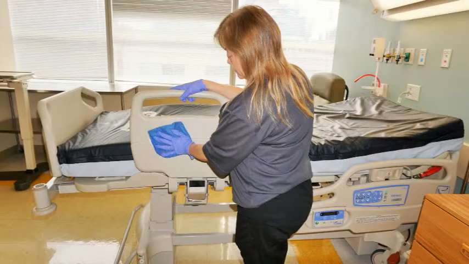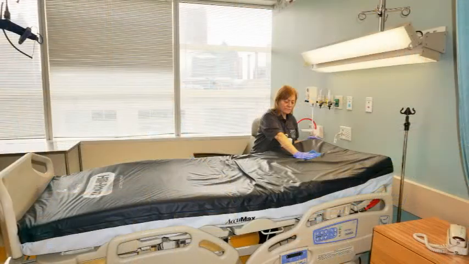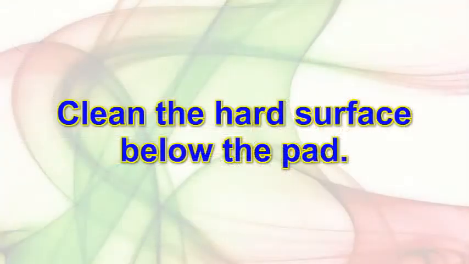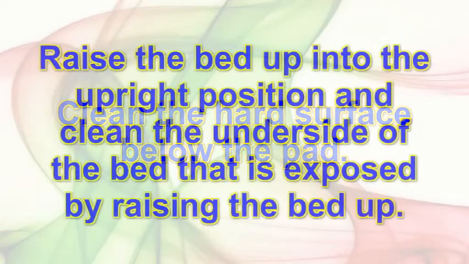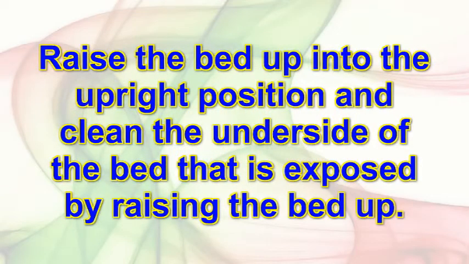Clean the side rails. Then move to the cleaning of the mattress. Clean both sides of the mattress pad, as well as the side surfaces of the pad. Move the pad to one side and clean the hard surface platform that the pad rests on. Move the pad to the other side and repeat this process by cleaning the hard surface below the pad. Now, use the electric controller to raise the bed up into the upright position. Begin cleaning the underside of the bed that is exposed by raising the bed up.